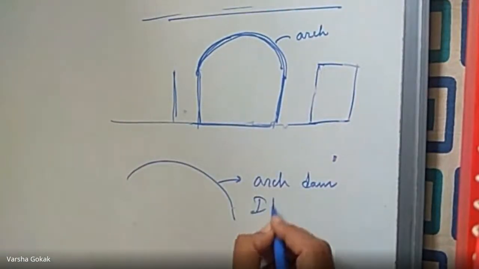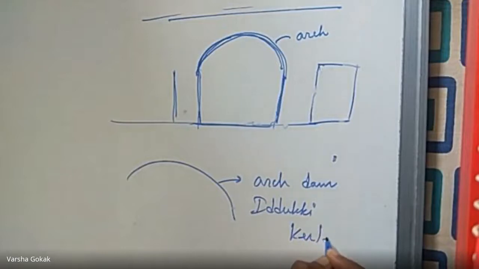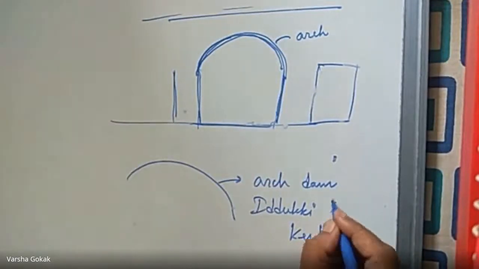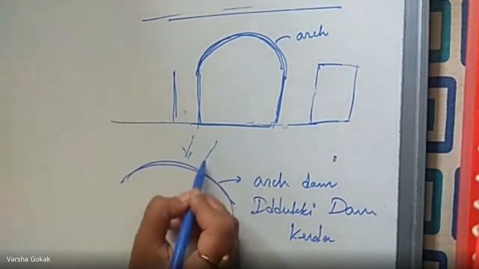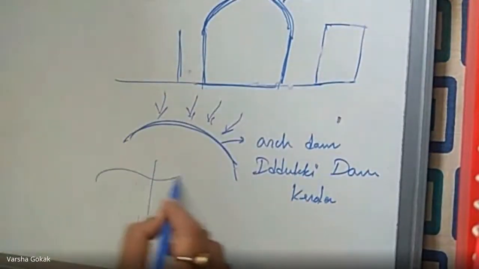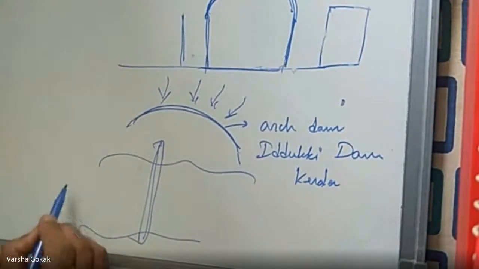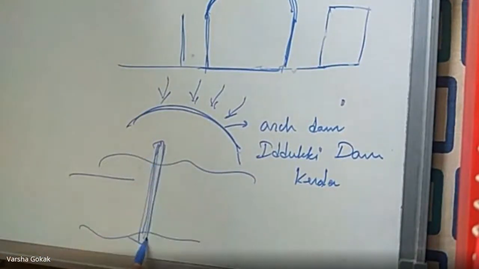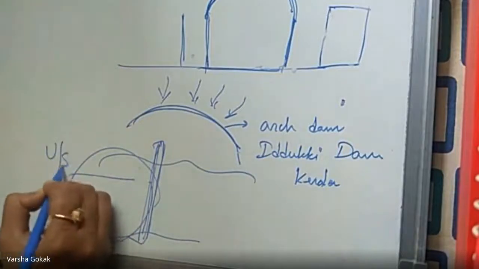Idukki Dam in Kerala. With that arch action, they are controlling the pressure of the water. All of you are aware of a dam. Now, what happens in a dam? There is a river flowing. They construct a structure across the river to stop the flow so that they can save the water.